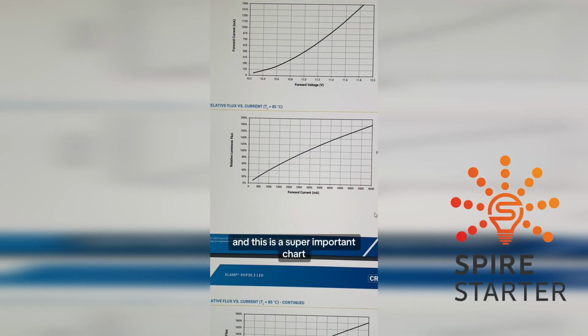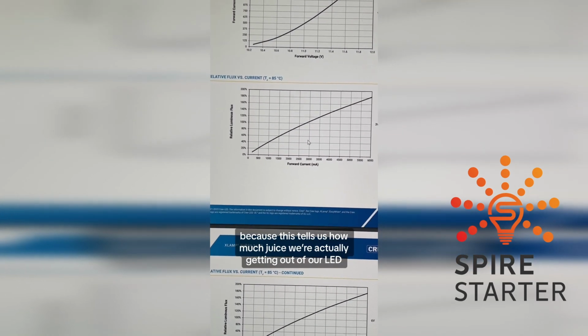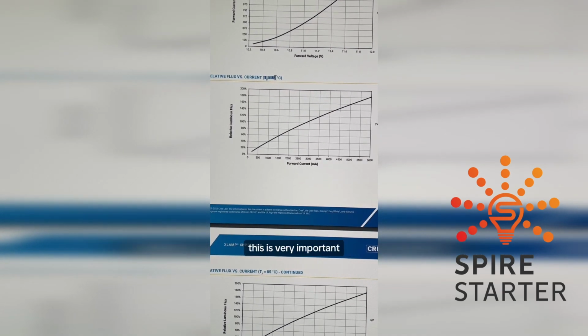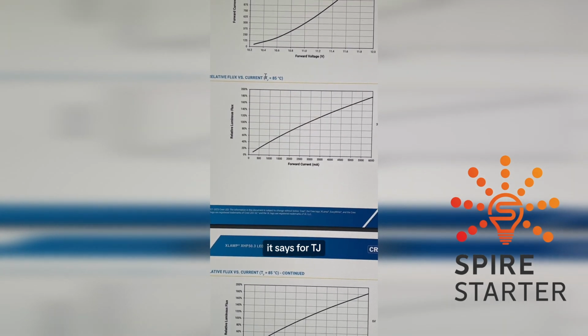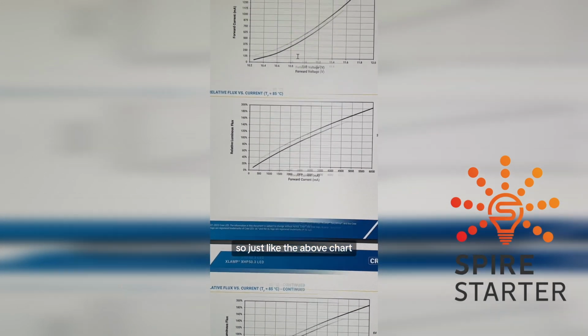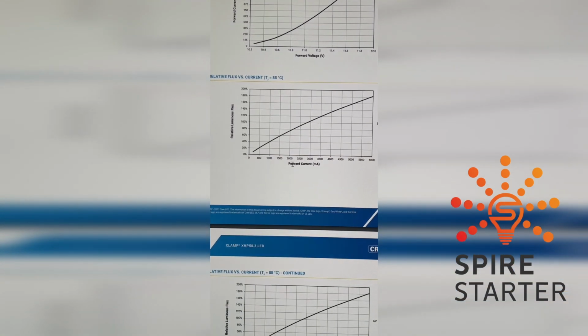And this is a super important chart, especially for optical engineers, because this tells us how much juice we're actually getting out of our LED when it's powered on. Now, notice up here, this is very important, look for this. It says for TJ equals 85 degrees C, for junction temperature at 85 degrees C. So just like the above chart, this is for 85 degrees C because that's how it was binned, but this will be different for each data sheet.